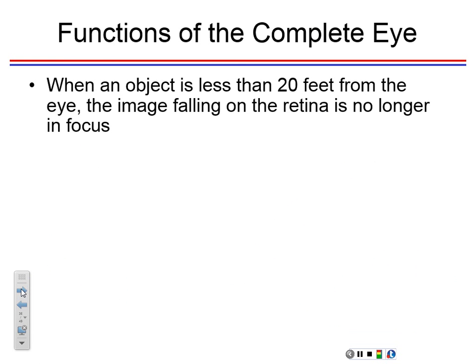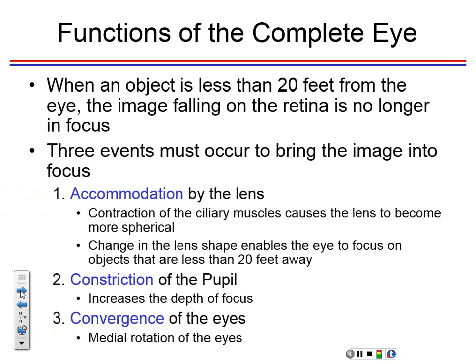So when objects are less than 20 feet, that's when you need accommodation. There are three things that need to happen. We've been talking about it all this time. One of them is the accommodation, which is making the lens more curved so that it bends light more. And the other one is constricting the eye, because the light source is much nearer. It's like bringing the sun closer to you. You have to squint your eyes, right?